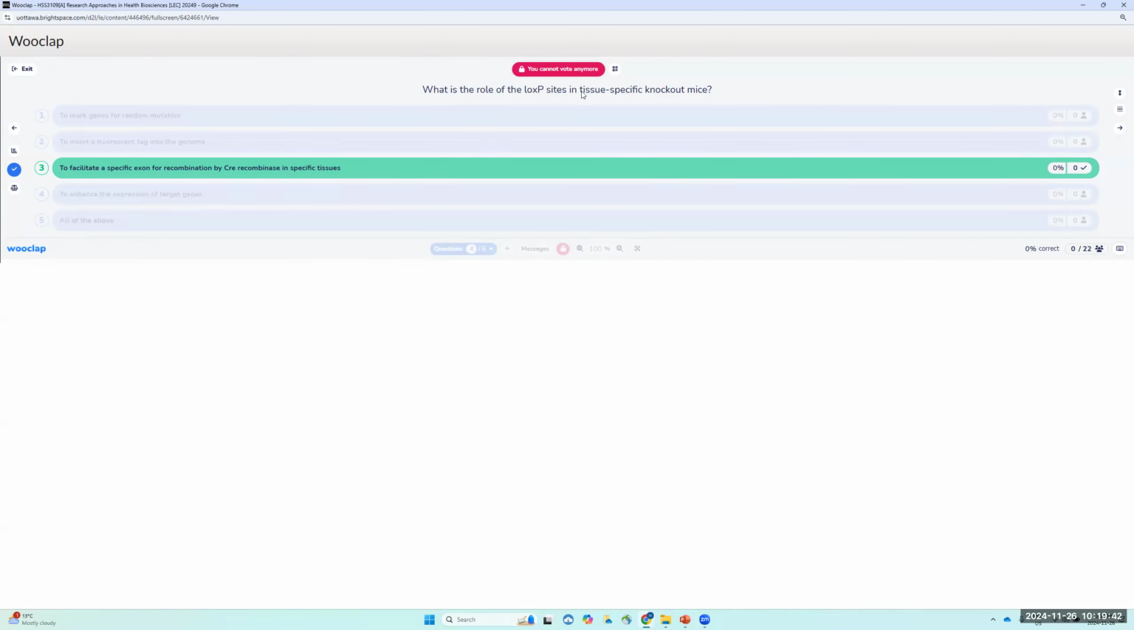But what is the role of the loxP site in tissue-specific knockouts? Probably this is more than one time I showed you this question in a previous time. Is it to mark genes for random mutations? Or is it to insert a fluorescent tag for the genome? Or is it to facilitate a specific exon for recombination by recombinase in specific tissues? It's almost the same wording in the question and in the answer. Is it to enhance the expression of a target gene, or all of the above? So obviously, this is the type of question you will have in the exam for sure.